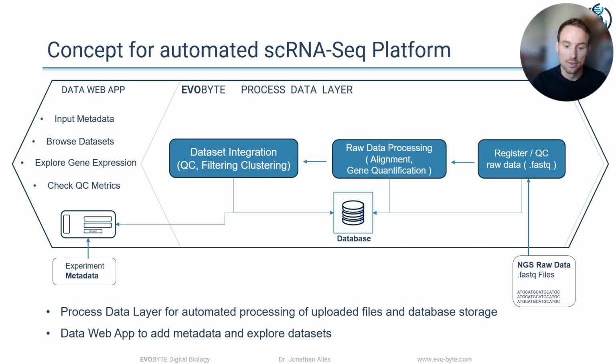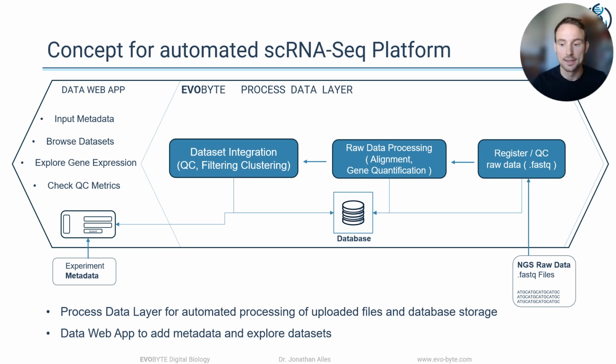And then on the side of the raw data, as I said, there are three steps or three functionalities we would like to implement. First, we want to basically perform a very basic QC, in which we check that the FASTQ files actually have the right type of format, that they are not corrupted or anything. So this would basically be the registration stage.